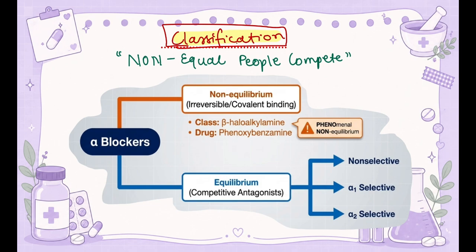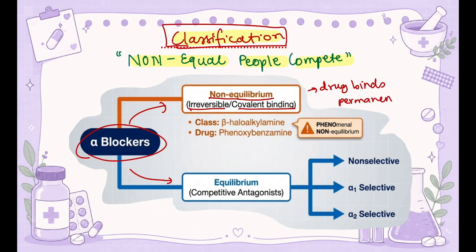We use a master mnemonic here. Think, non-equal people compete. This divides the blockers into two distinct branches. The first branch is non-equilibrium. This means we are dealing with irreversible covalent binding. The drug binds permanently to the receptor and simply does not let go. The prime example here is phenoxybenzamine. It's a beta-haloalkylamine. Because its binding is irreversible, its effects are phenomenal and very long-lasting.